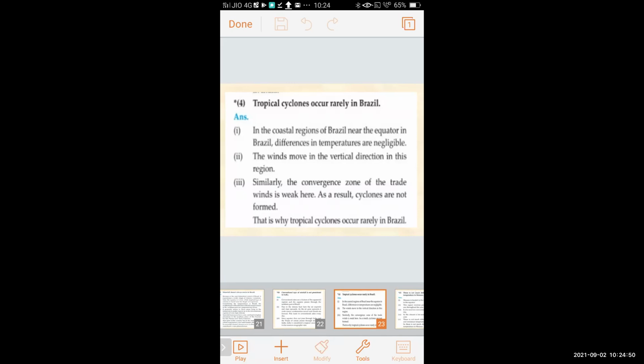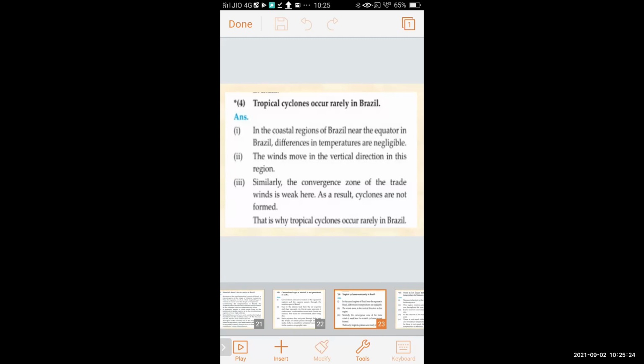Similarly, the convergence zone of the trade winds is weak here. So the convergence zone for the trade winds to blow is very weak. As a result, cyclones are not formed in Brazil. This is the reason: because the convergence zone of the trade winds is very low, cyclones are not formed. That is why tropical cyclones occur rarely in Brazil. Very rarely, sometimes it may happen, but mostly it does not happen.